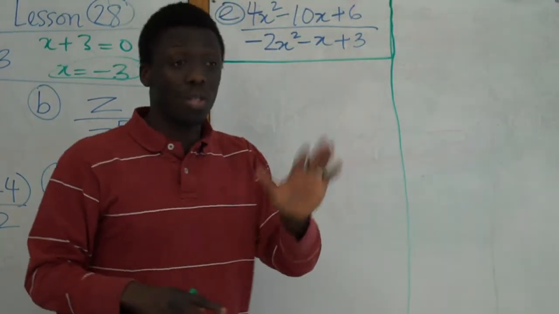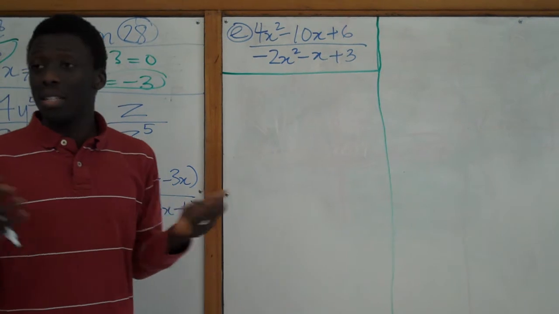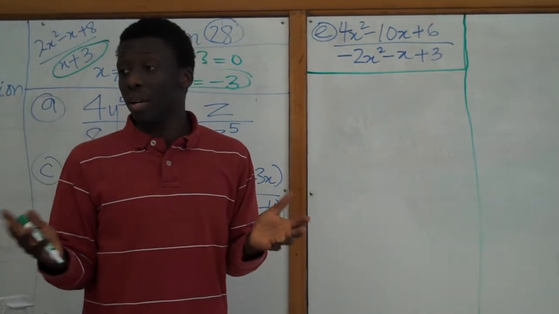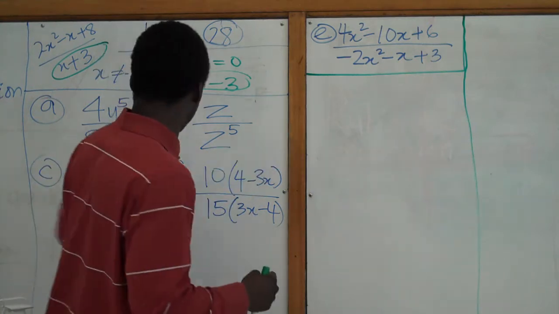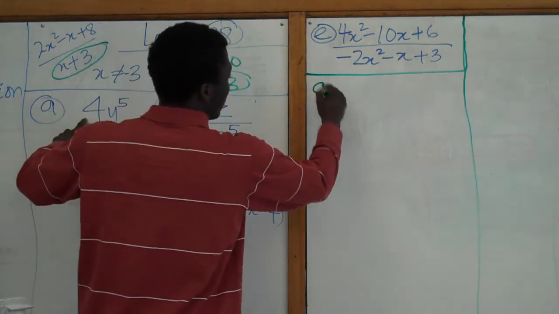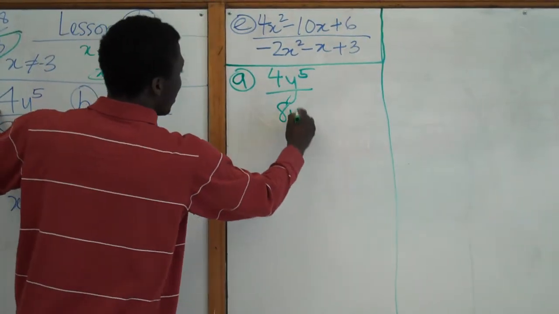Now let's move on and do 5 problems that have to do with simplifying rational expressions. And this should help you with lesson 25. This is also helpful to geometry students, anybody who wants to do better in doing math problems. So the first one, 4y to the 5th divided by 8y squared.